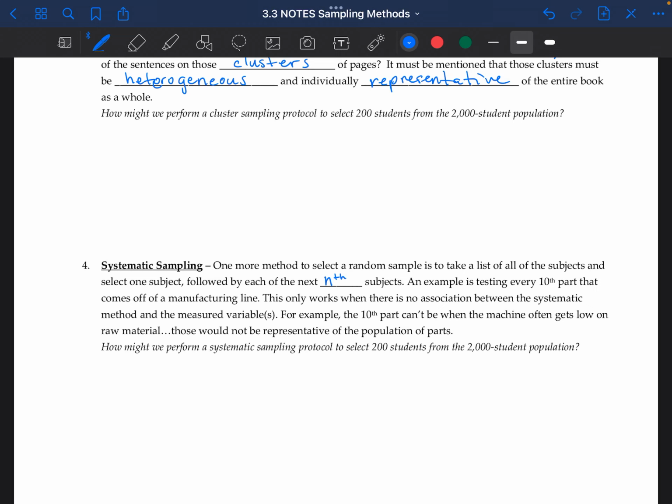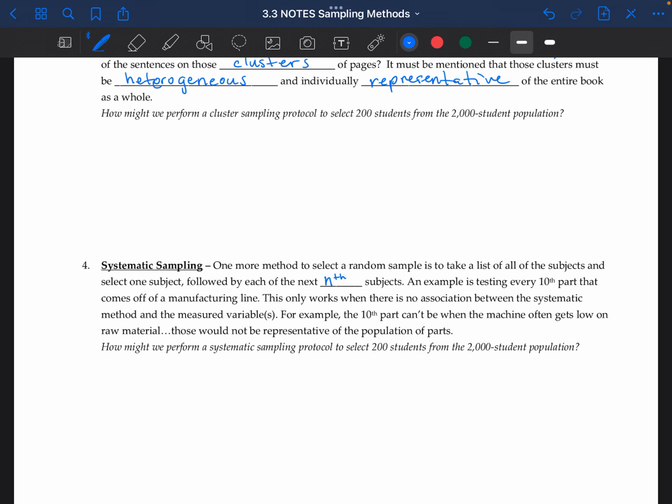An example of this is testing every 10th part that comes off of a manufacturing line. Imagine yourself in a warehouse where they're building floor heaters. It's getting cold, so floor heaters. Every 10th one you pull off and inspect: plug it in, turn it on, make sure it works, and then put it back on the line. So it's a great idea.